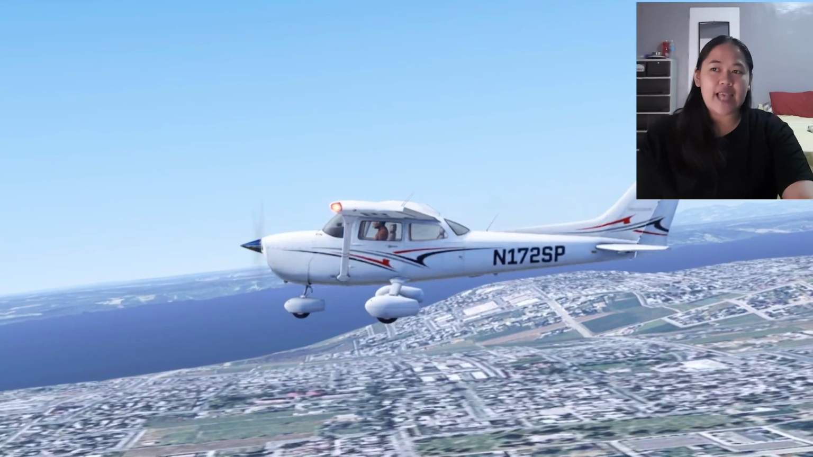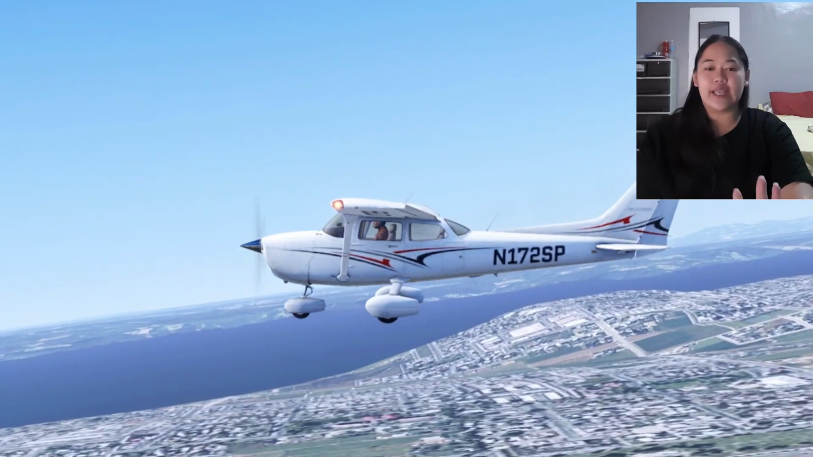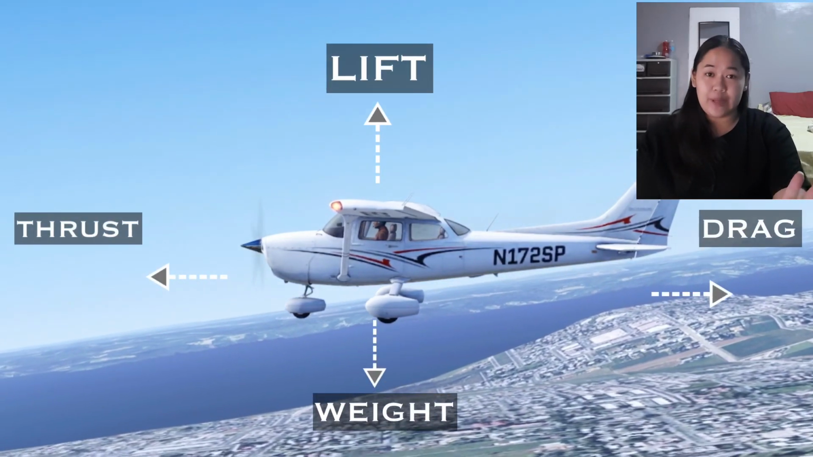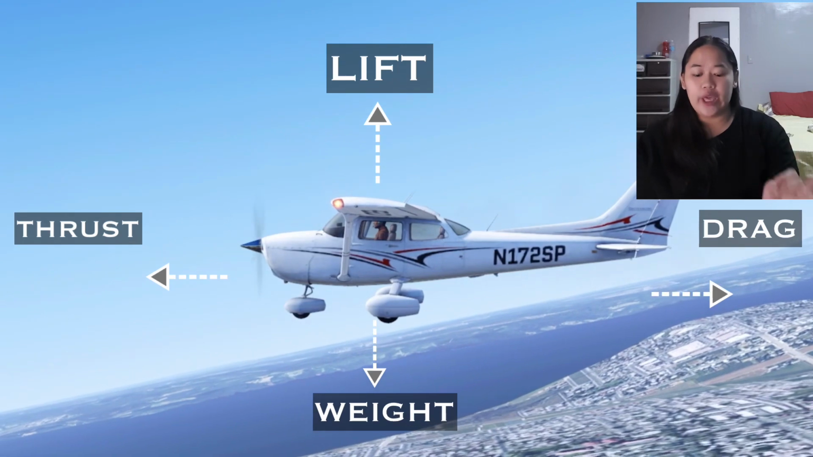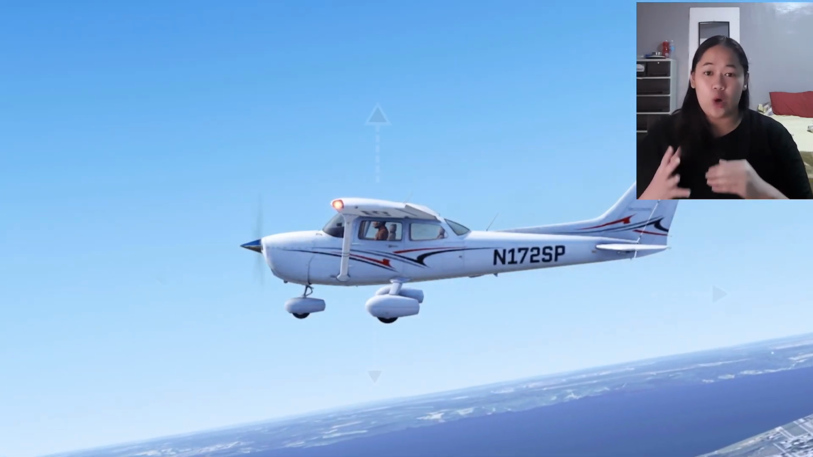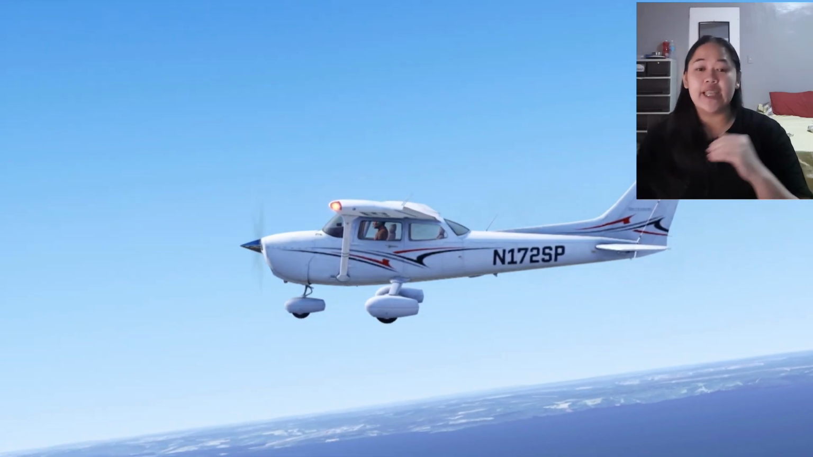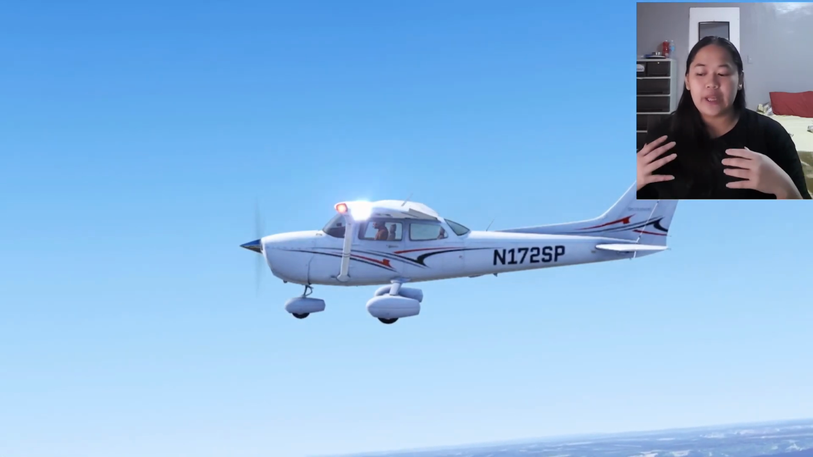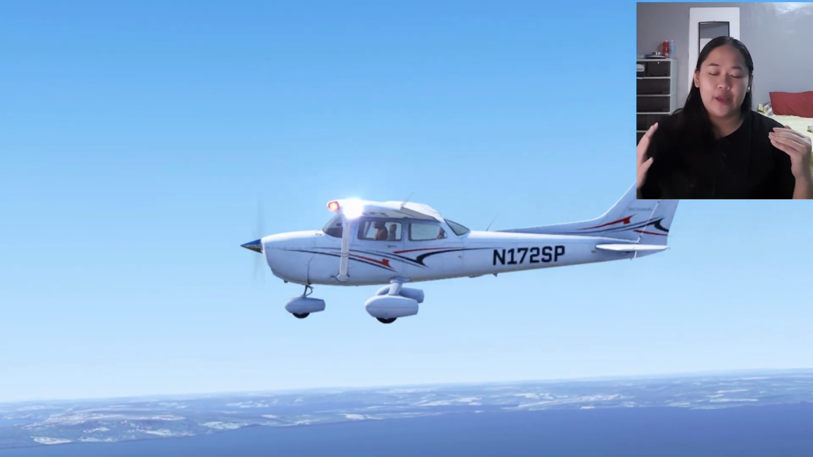Ano yung forces acting on an airplane? So, may 4 forces na nag-a-act sa airplane. Ito yung lift, weight, thrust, and drag. Pag yung lift and weight equal, and yung thrust and drag equal, ang airplane is nasa unsteady equilibrium.